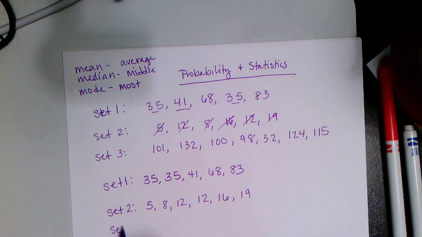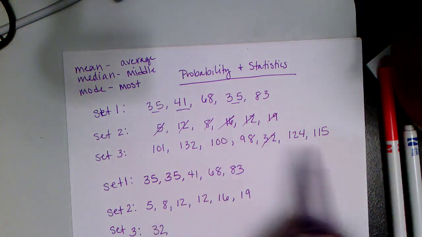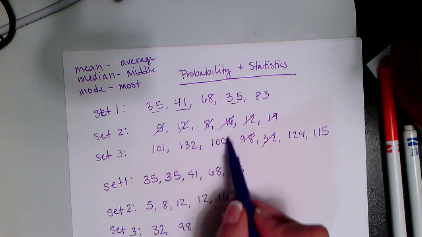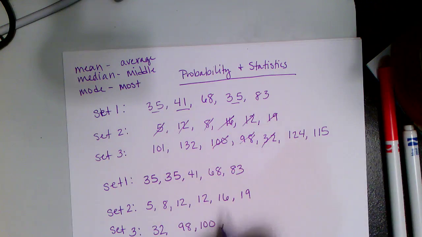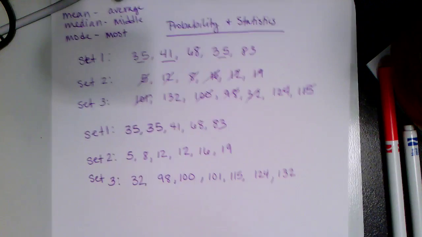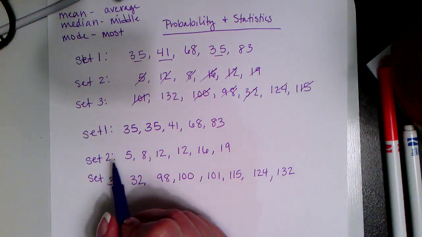Okay, and set 3. Wow, 32. I almost missed that one because it's so much different than the rest. 98, 100, 101, 115, 124, and then 132. Okay, so now I have my data sets all lined up. I can find my mean, median, and mode fairly easily.